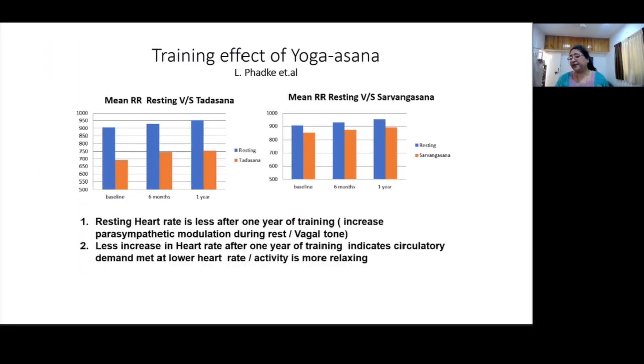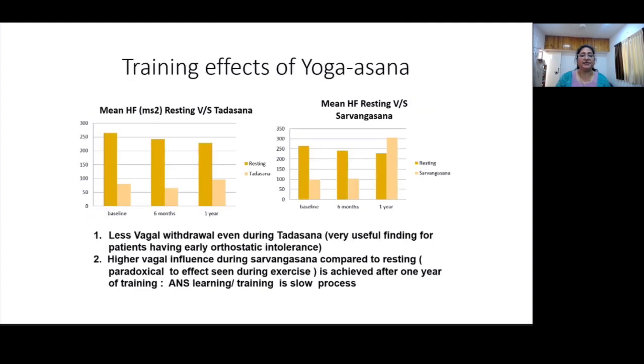It also indicates that you don't require much energy, so they are quite relaxing asanas. Then here you can see the HF is a typical marker for vagal modulation. And what we see with the training is that less vagal withdrawal during Tadasana. So it's a very important observation.